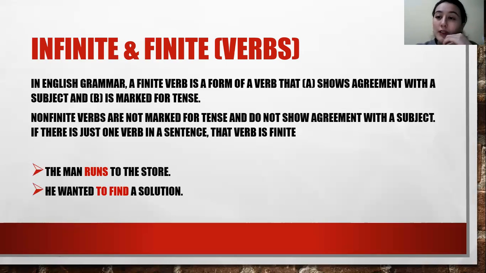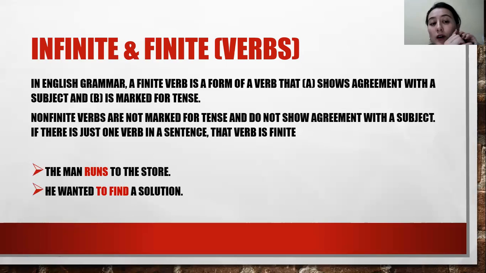So finite verbs: if there is only one verb in a sentence, if it shows a tense and it shows agreement of the subject with the other parts, this is a finite verb. But if there is more than one verb in a sentence, or if they don't show agreement of the predicate with the subject, and if it doesn't show tense of a sentence, this is called an infinite verb or infinitive.